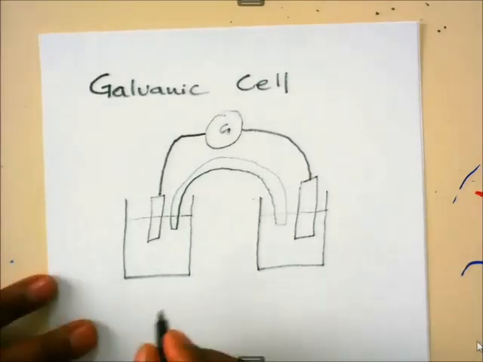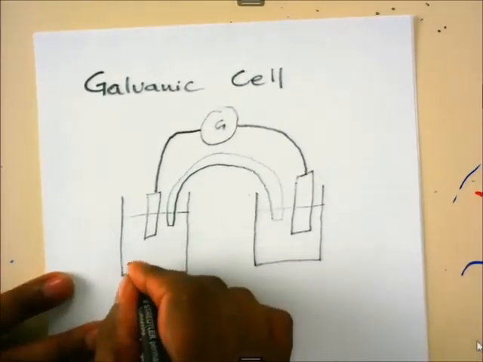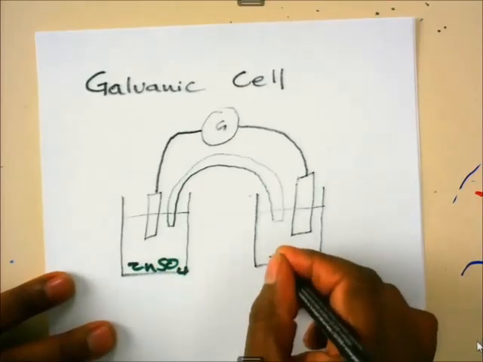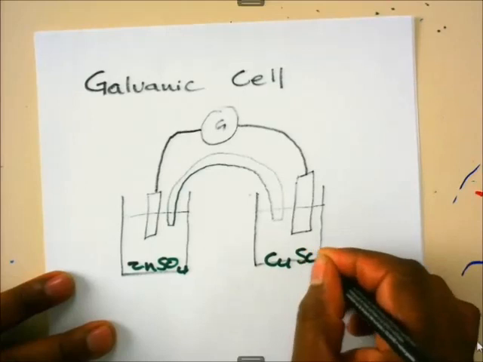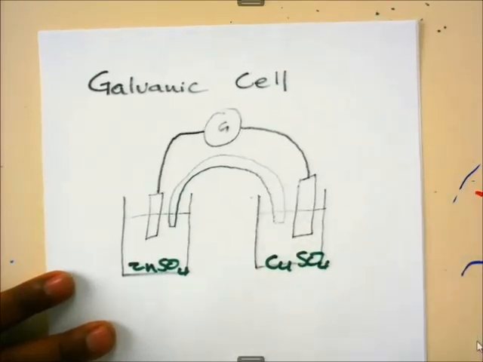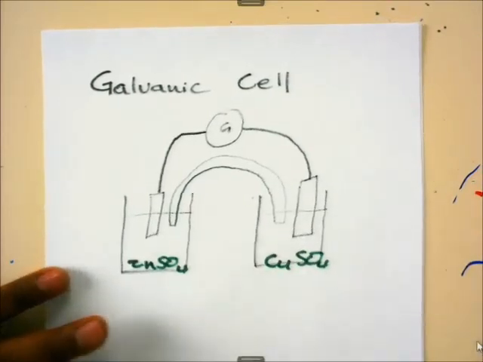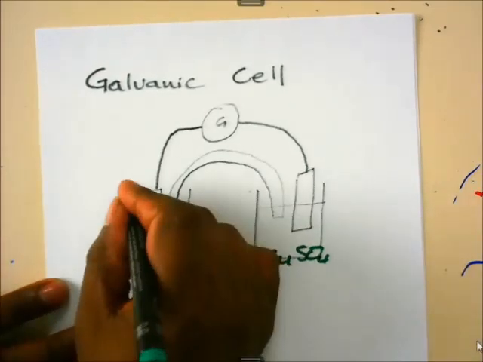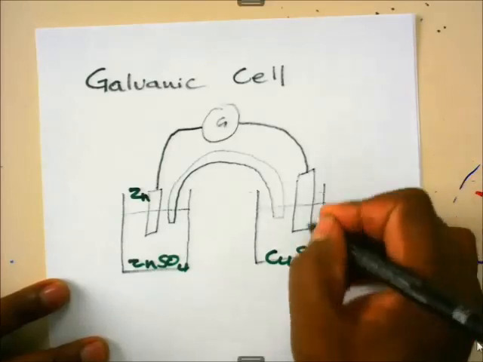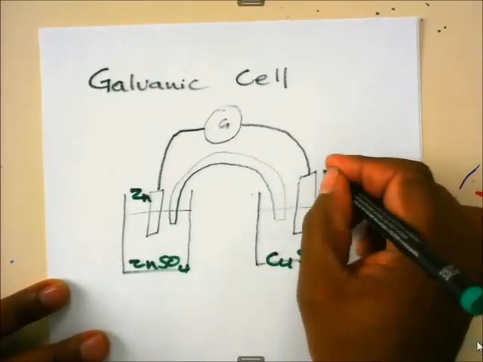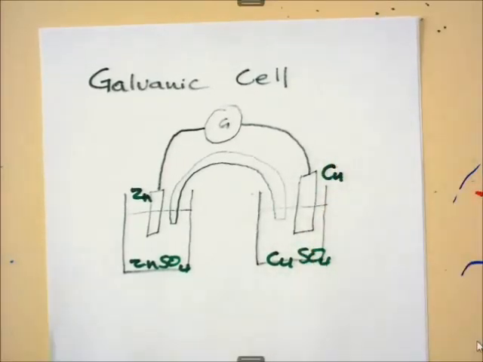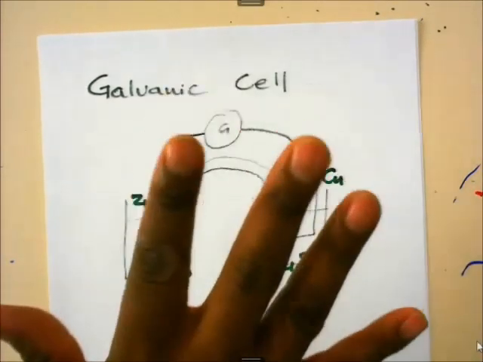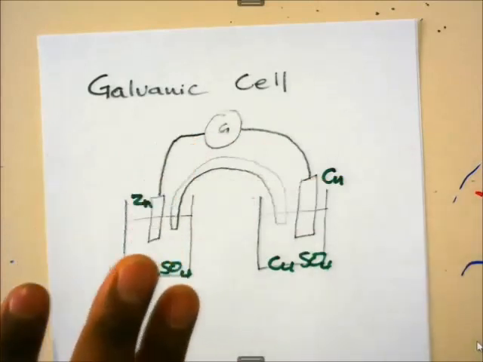So let's say in here, the usual one, we've got zinc sulfate. And then in here, we've got copper sulfate. All right. So these are the solutions that we have in the two beakers. And then if you've got zinc sulfate in here, this electrode should be a zinc electrode. And then that one inside the copper solution, it's a copper electrode. All right.